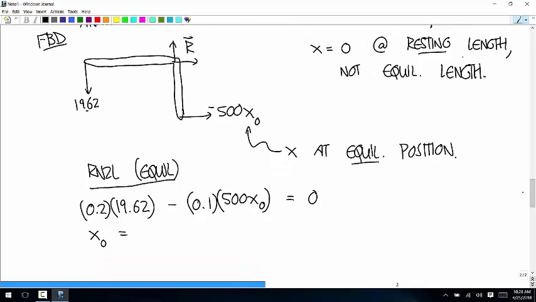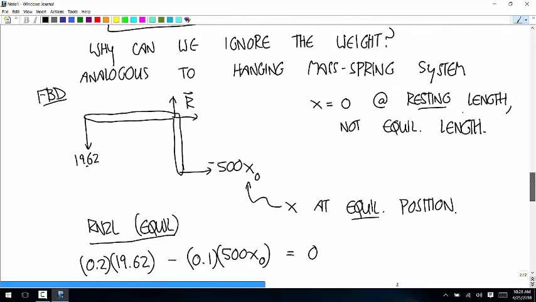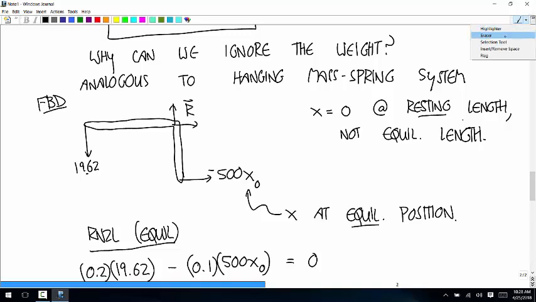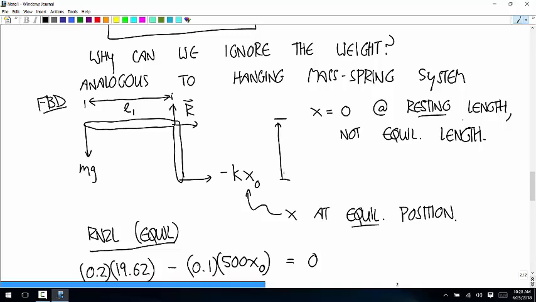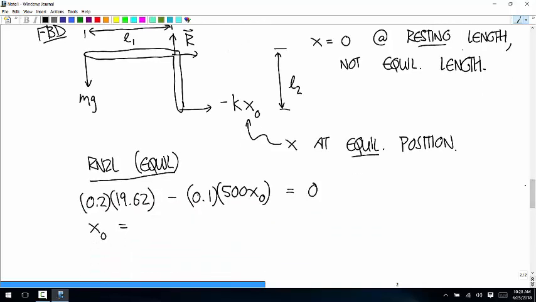Maybe I should have left this as, let's write this as negative kx0. This is mg. And let's call this length L1 and this length L2, just so it's a little more general.